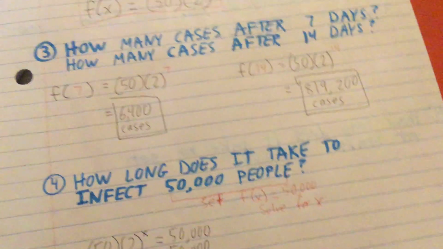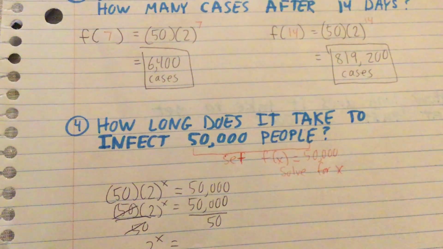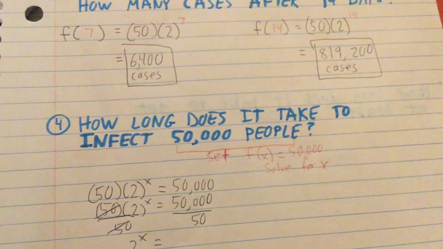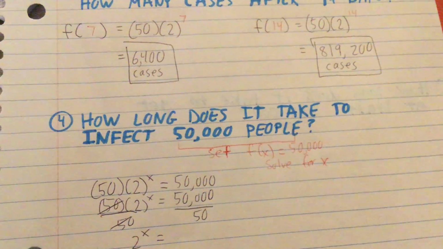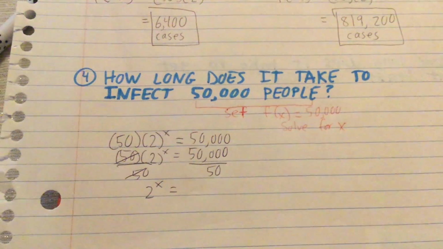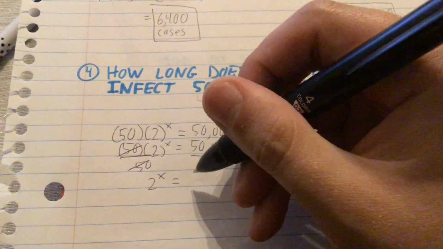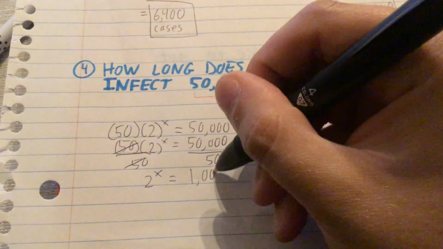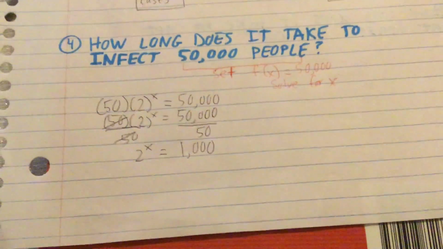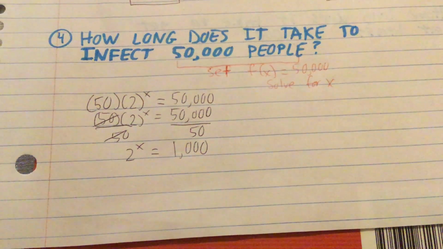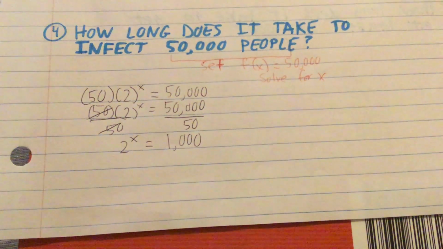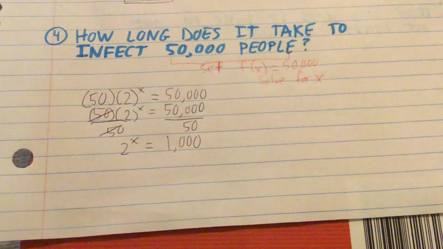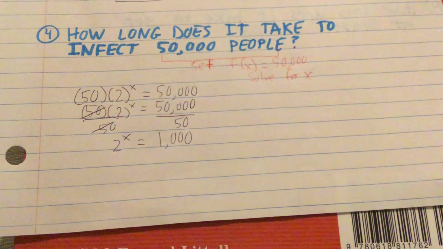I'm just going to double check with the calculator. 50,000 divided by 50 in the calculator should be 1,000. Okay, it'd be 1,000. Okay, so 2 to the x is equal to 1,000. Now we're going to put all of our tools into this problem. How do we solve for an unknown exponent? We apply log to both sides.